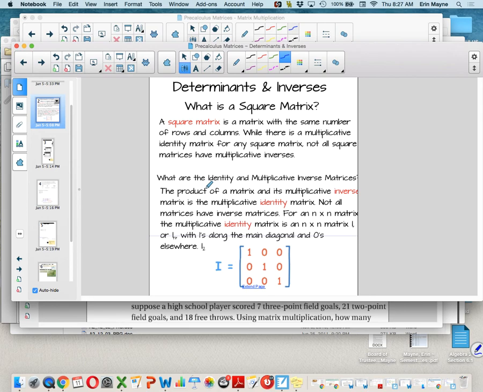One question I'm going to quickly ask is, what does it mean to be a square matrix? I'm also going to ask you, what does it mean to be an identity matrix? And then if you'll just look up here when you're done reading, so I know you're done.